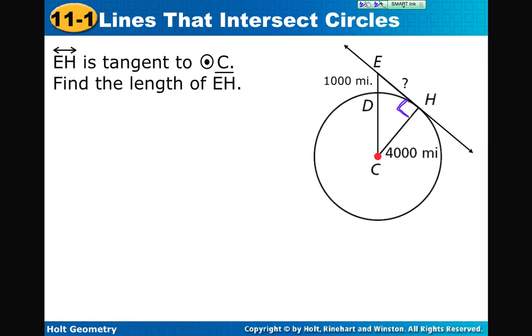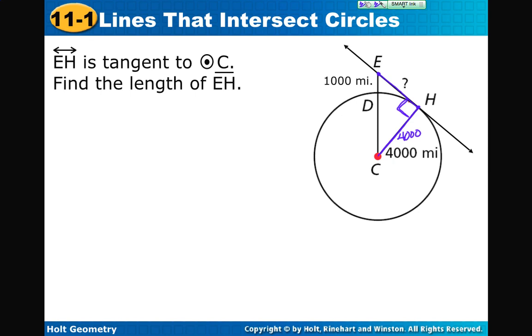So we have the line and the radius. We're supposed to find the length of EH. So how long is this segment? Well, it's a leg of the right triangle. What can we do to solve right triangles? Pythagorean theorem, trig ratios, 30-60-90s, 45-45-90s. What do we have that we can use here? This length is 4,000. That's what it's trying to show you there. So this side is 4,000. CE.